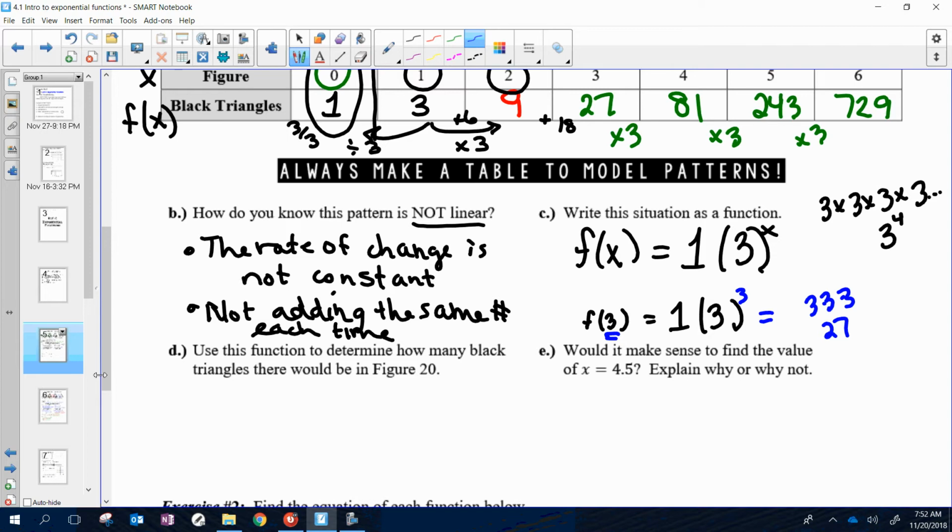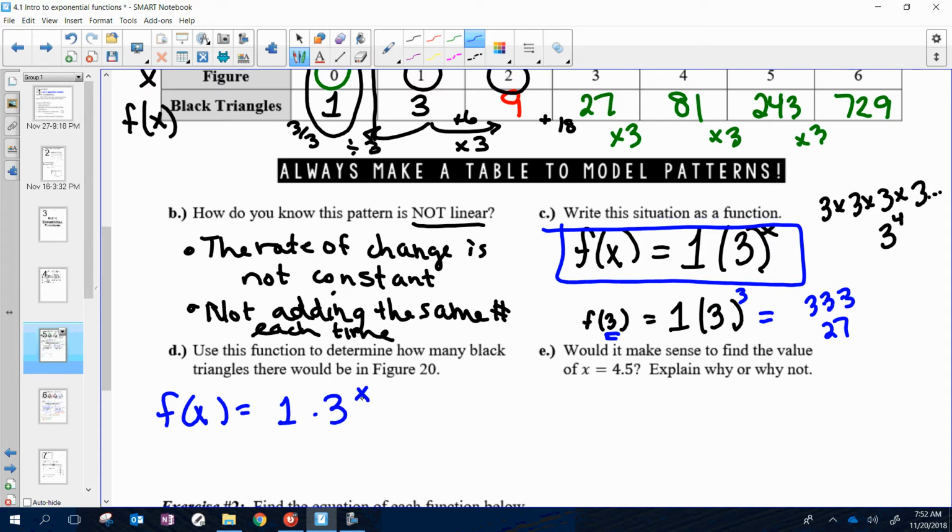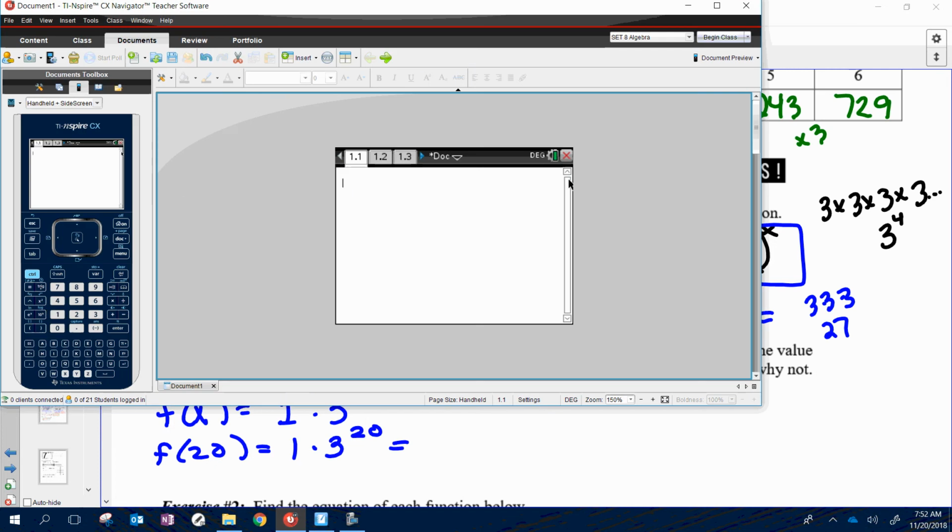Use this function to determine how many black triangles. So here's our function: f of x equals 1 times 3 to the x. In figure 20, that would be f of 20, 1 times 3 to the 20th. I'm going to go to my calculator, and I'm going to type in 1 times 3 to the, there's a little caret over here, 20.